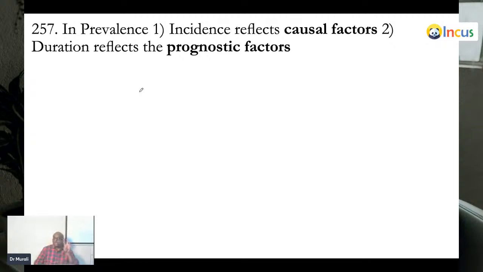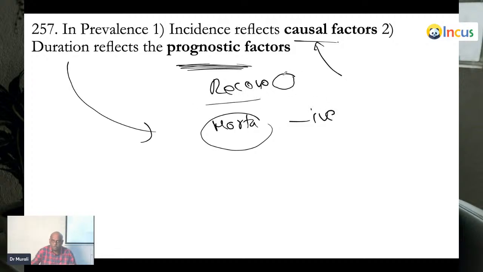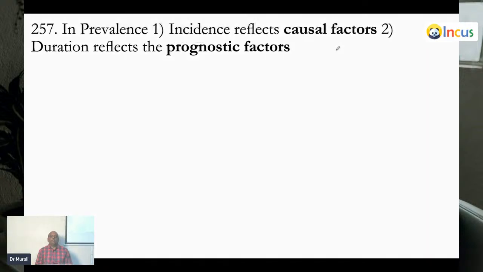Now, prevalence has two factors. One is incidence and duration. Incidence talks about the causal factors. Duration talks about prognosis. Because duration depends on what? Mortality or recovery. Mortality is a negative prognostic factor. Recovery is a positive prognostic factor. And overall, duration is dependent on these two. So duration reflects prognosis and incidence reflects causal factor, is what you need to remember.